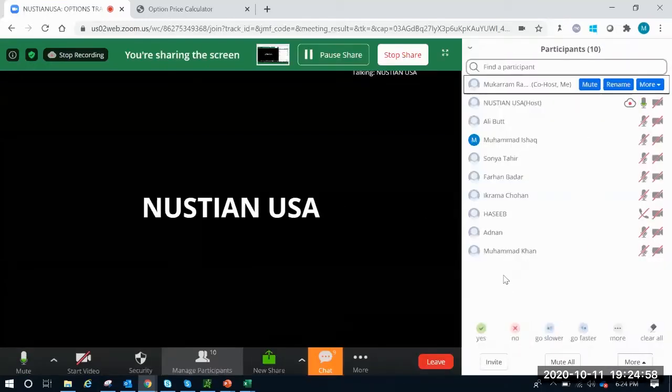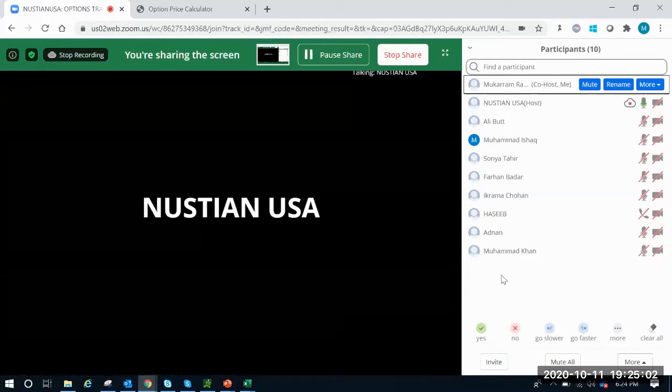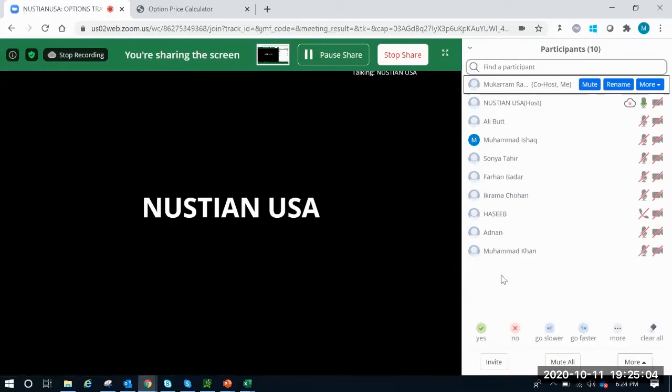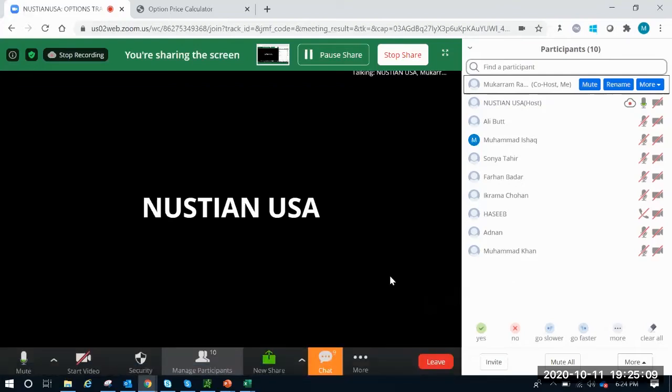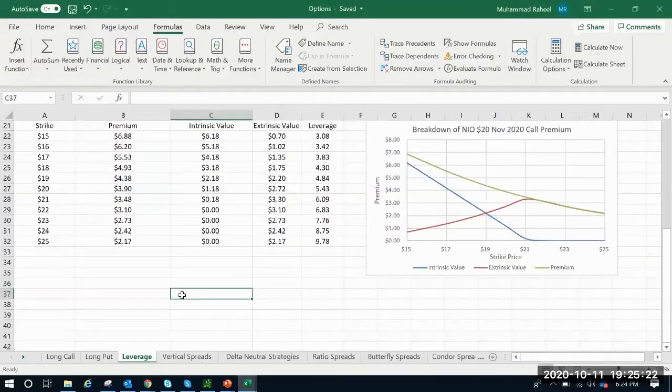Mukarram, there is only one question. How to choose the strike price, the question is from Adnan: how to choose the strike price which gives you the highest percentage gain? Very good question. Percentage gain is always going to be more attractive going out of the money. But the catch is there are 2 things. Let me write that down. Magnitude of return is one thing, and probability of success is another one.